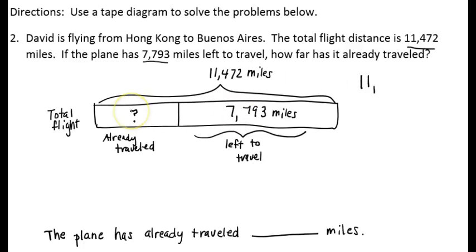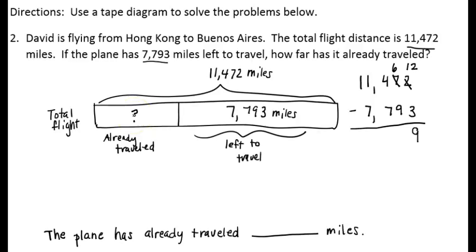I have 11,472 miles, and from that I will subtract 7,793 miles. Starting in my ones column, I have 2 ones. I need to subtract 3 ones, so I'm going to decompose. I'll take a group of 10, that leaves 6 groups of 10. I'll decompose it into 10 ones, combine it with the 2 ones that were already there. That leaves me with 12 ones. 12 minus 3 is 9.